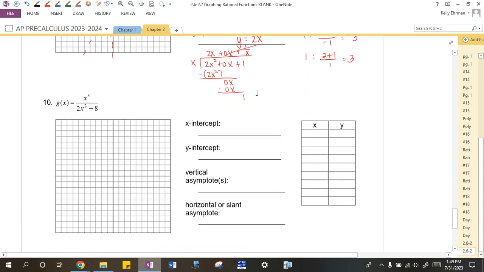Okay, and number 10, top heavy by degree 1. And I can do a bit of factoring, so let me take a look at that. It's not going to help me cancel anything, but just to get this thing fully worked out here. So we do have vertical asymptotes at plus and minus 2.